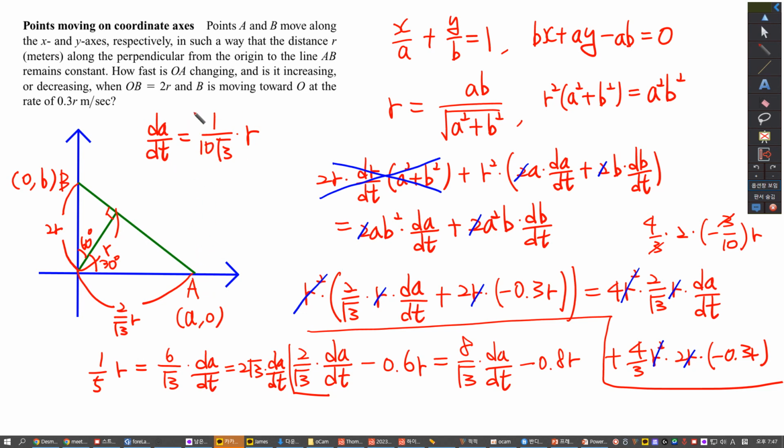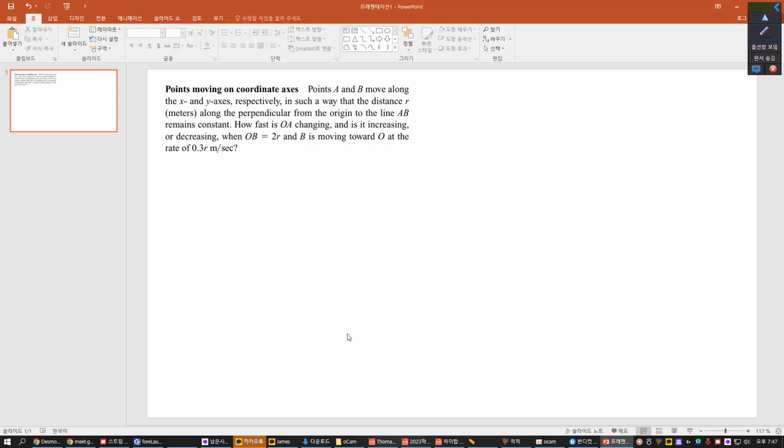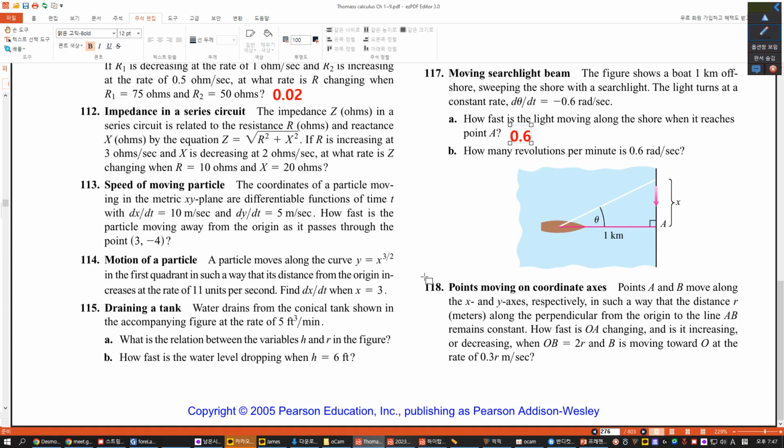And because the sign is positive, that means A moves away from the center. So if B gets closer to the center, A should move away from the center to keep the distance constant. But the rates are different. So we can see.